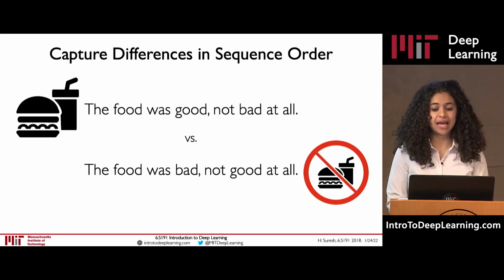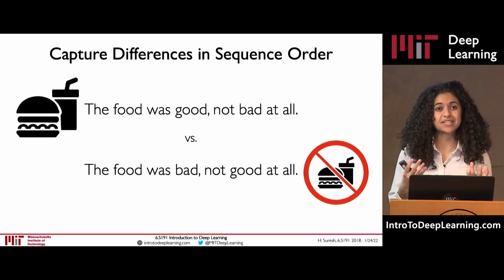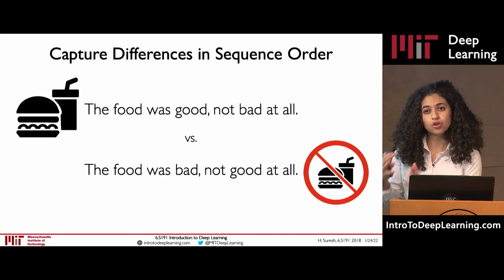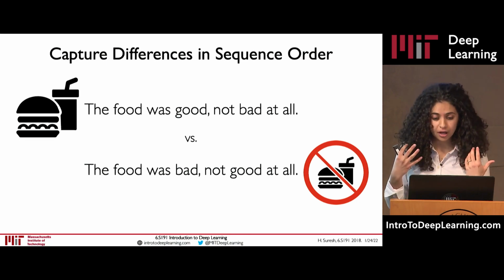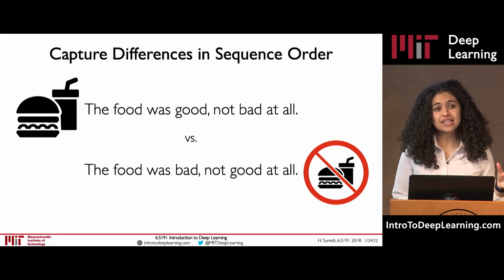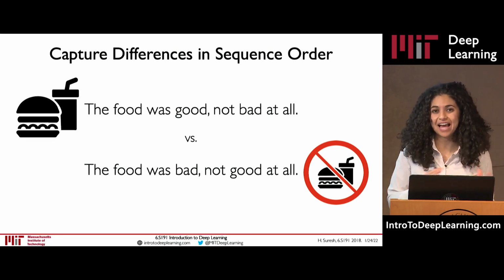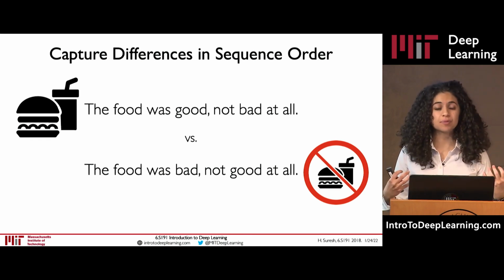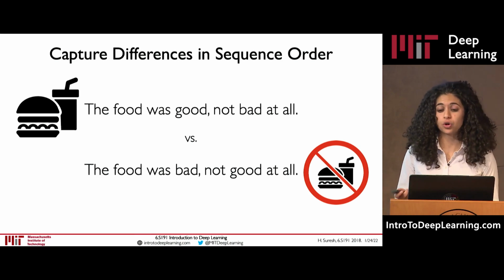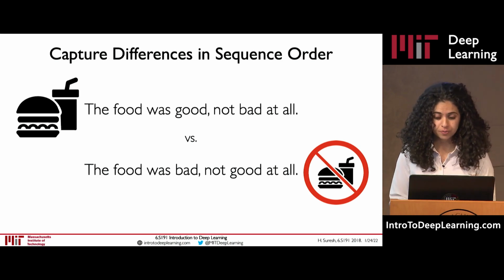And finally, we need to be able to retain some sense of order, right, that could result in differences in the overall context or meaning of a sentence. So in this example, these two sentences have the exact same words, repeated the exact same number of times, but the semantic meaning is completely different because the words are in different orders.